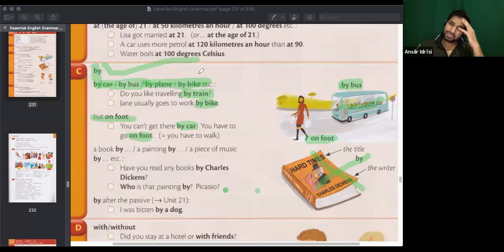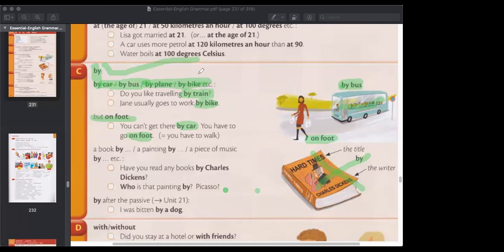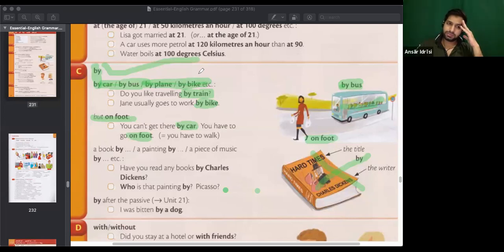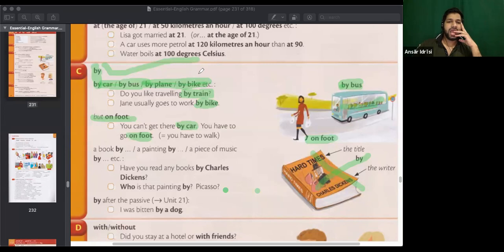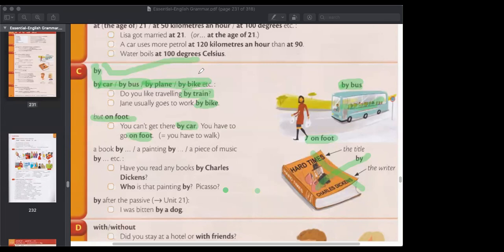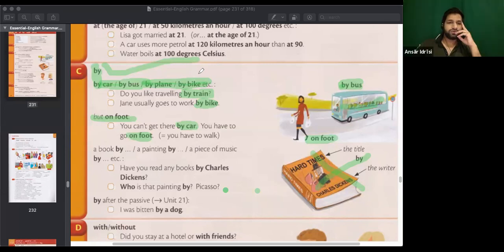Plants cook their food by the sunlight. Very good. I spoke to her by phone. Correct. By phone or on phone. We have to attend lecture by mobile. Correct. I go to temple on foot. By foot. Sorry, on foot. On foot, sir. On foot.